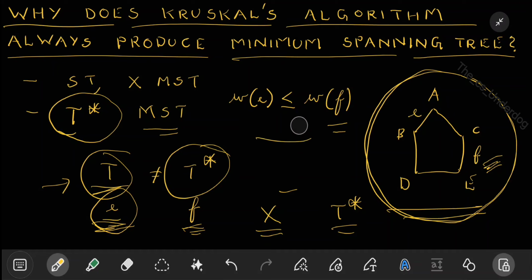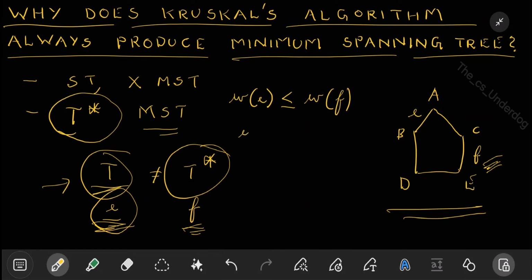At this point, we have two possibilities. One is that weight of E is less than weight of F, and the other possibility is that weight of E is equal to weight of F. Let us consider both these possibilities. First case is weight of E is lesser than weight of F. If this is the case, then replacing F with E in T star would yield a new spanning tree, let us call it T dash, with a strictly smaller total weight than T star.